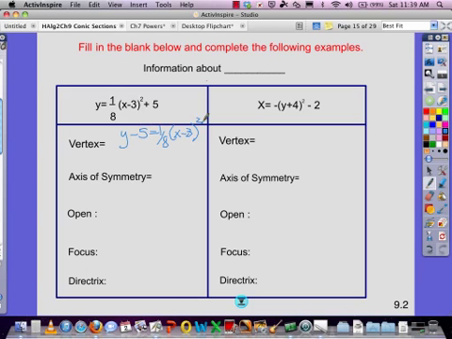How does it open, up or down, left or right? Where's the focus? Where's the directrix? Just by looking at the equation, you should be able to get those. So if you write those two down and jot down what you believe are those elements, then we should be able to talk about those when we come to class.